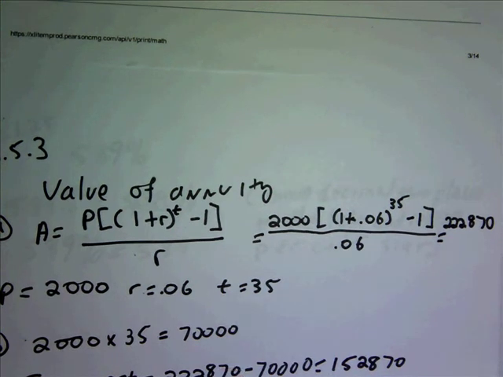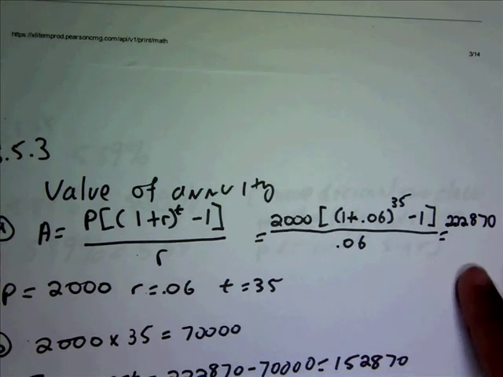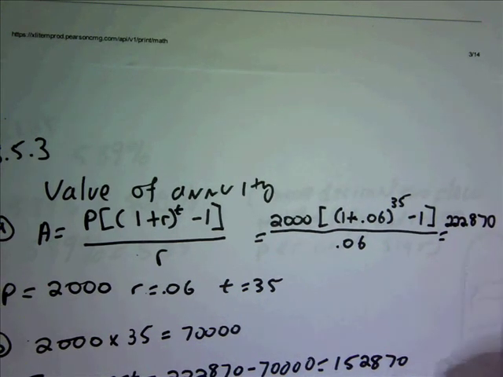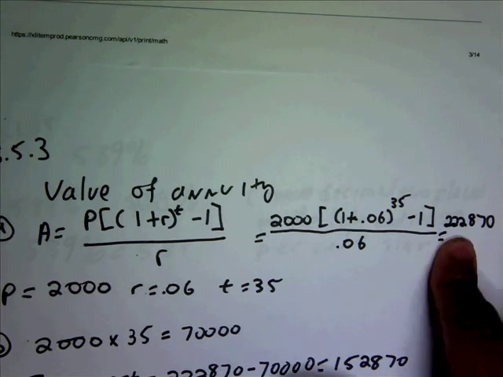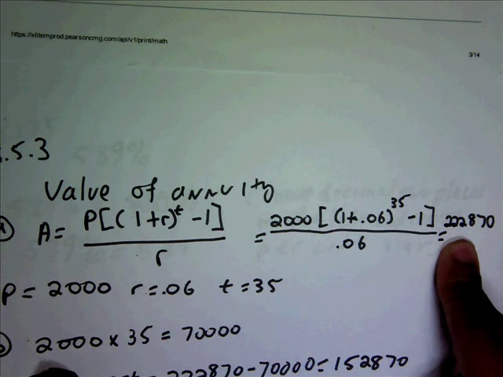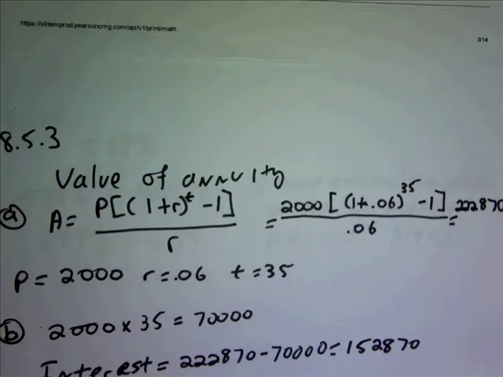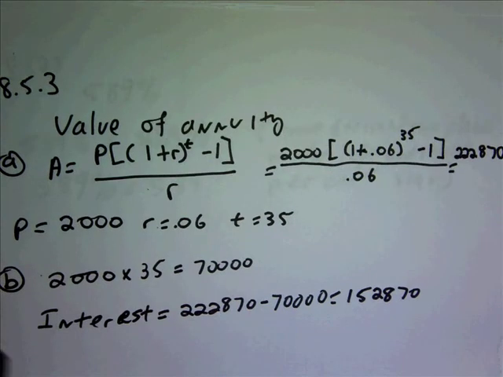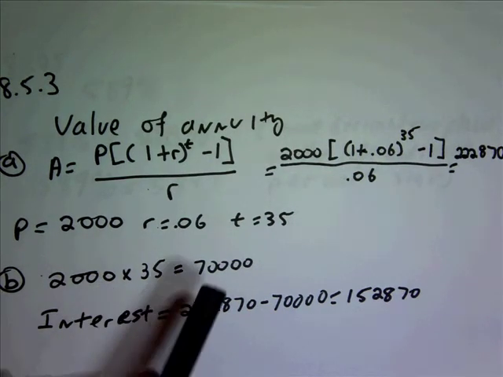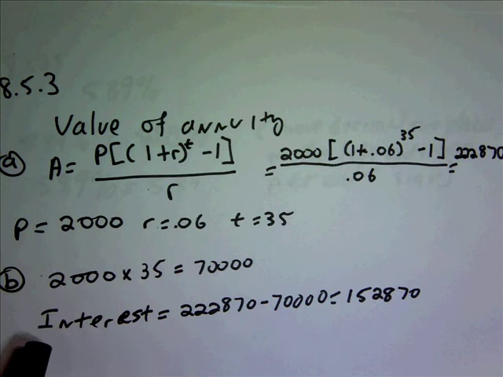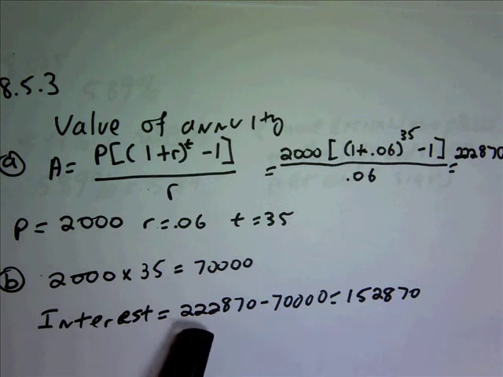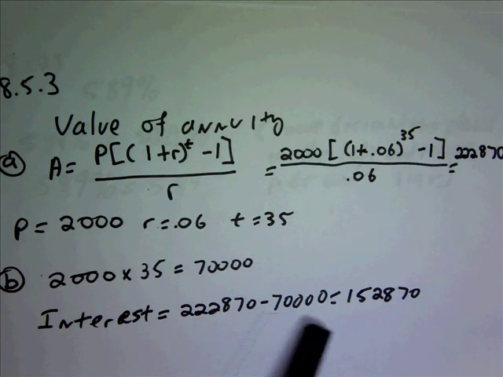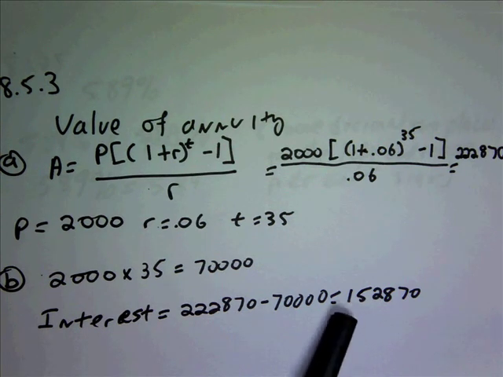So the interest is going to be the difference between the amount they paid in every month and the amount it earned, the value of it. So they made payments of $2,000 for 35 years, and it comes to $70,000. Since the value of the annuity was $222,870 minus $70,000, so the amount of interest earned would be $152,870.